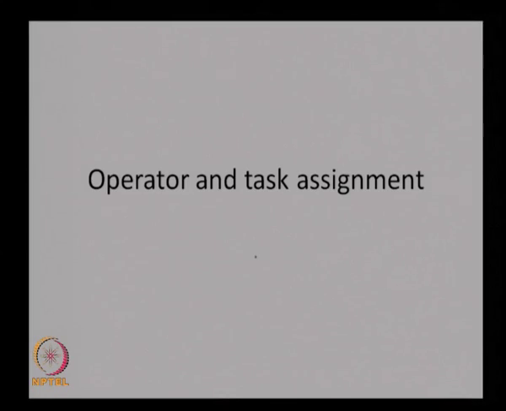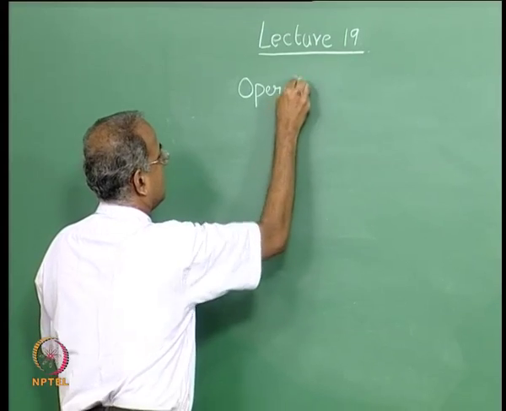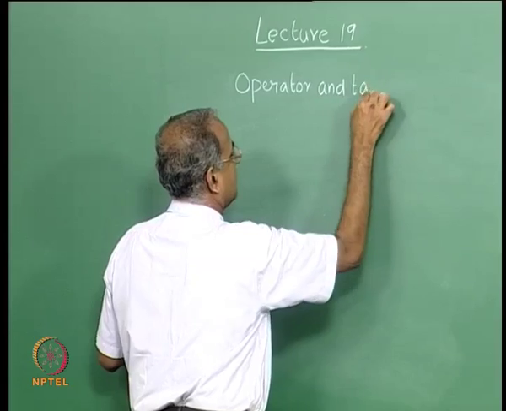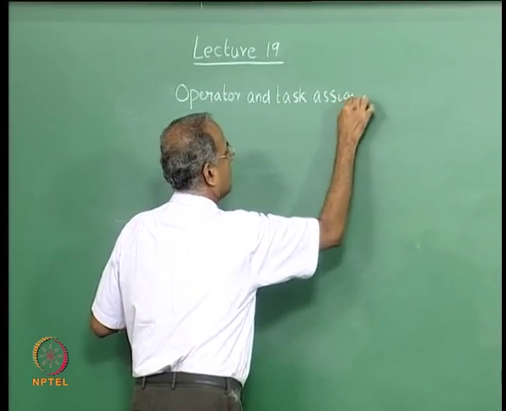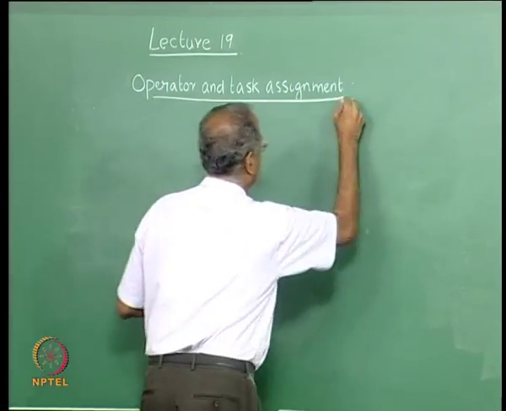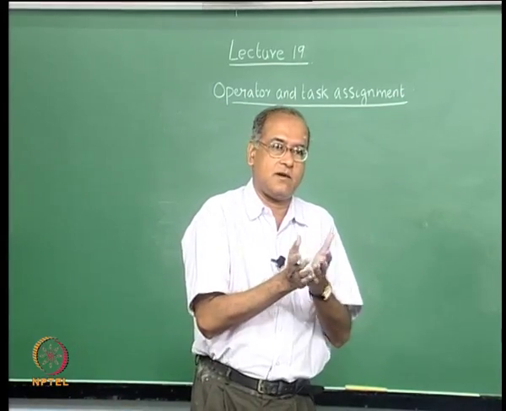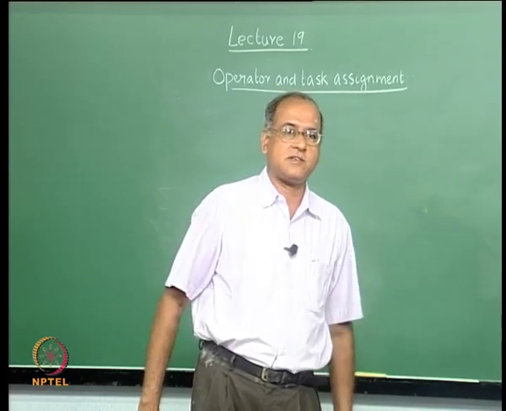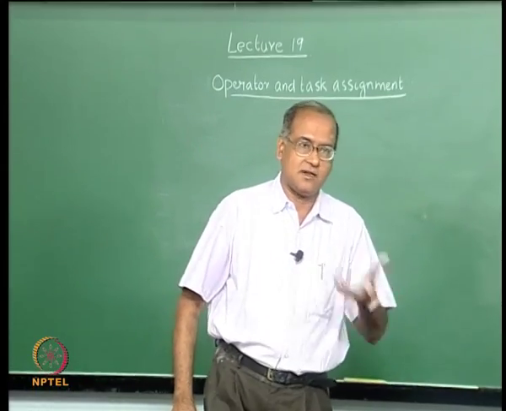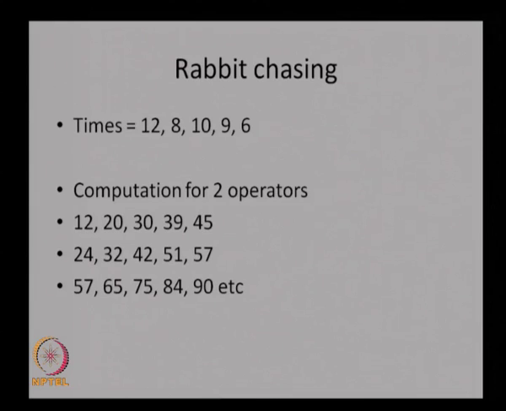Now we look at one more aspect of cellular manufacturing, which is called operator and task assignment. So let us go back to operator and task assignment. So far we have seen assigning machines to cells and parts to cells, assigning machines to cells created machine cells, assigning part to cells created part families. Now we are going to see how we assign operators to cells. Now that comes under the topic called operator and task assignment.